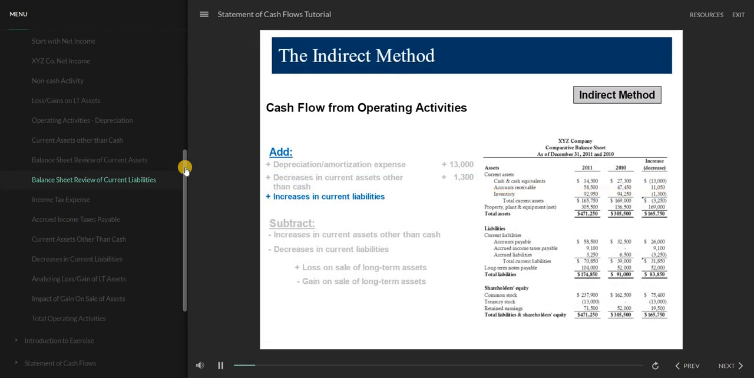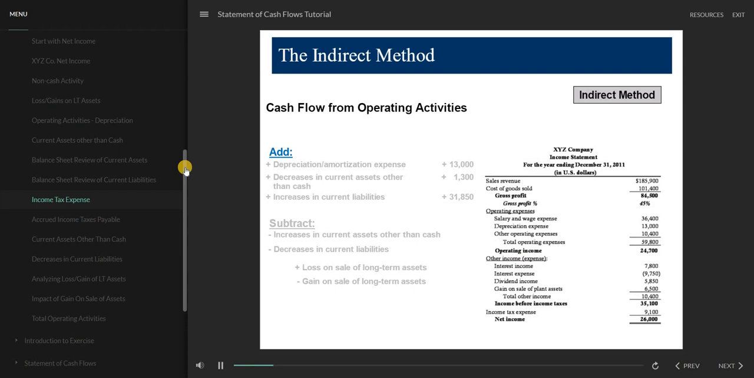Next, we look at our current liabilities. An increase in current liabilities suggests that a portion of the expenses reported in net income reflect an extension of credit or money which has not yet been paid. We'll want to add this portion of those expenses back into our net income in order for us to reflect strictly cash movement. In this example, we see there is an increase in current liabilities in the amount of $31,850, which we will add back.